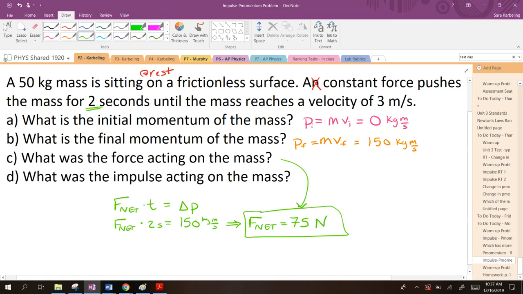And then what is the impulse? How do you figure out the impulse, friends? Say it, Emma. Take that times 2. 75 times 2, because it's the net force times the time, which is 150. Or you can just look at the change in momentum. In either case, what do you get? 150. So we could call it kilogram meter per second, right?